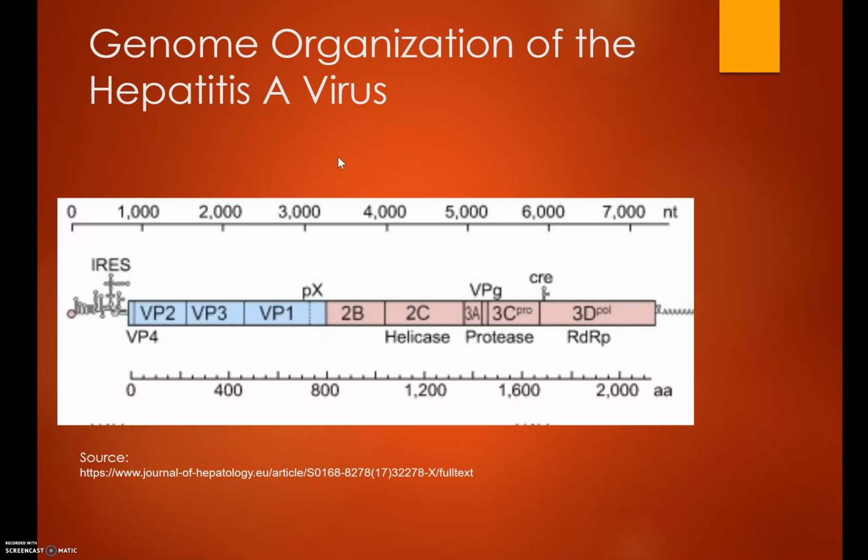This is the genome organization of HAV. You can see it does use IRES like other viruses we've studied in class, for example, polio. The blue shaded part of the genome are the structural proteins, whereas the red and pink shaded region is the non-structural proteins. You can see that the 3C-Pro is a protease that helps hydrolyze peptide bonds, and then the 3D-Pol is the RNA-dependent RNA polymerase, which helps catalyze the replication of the RNA.